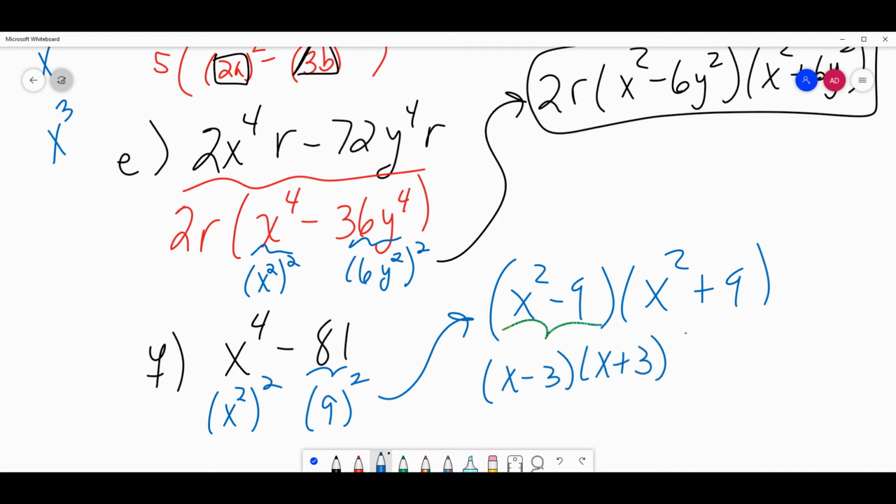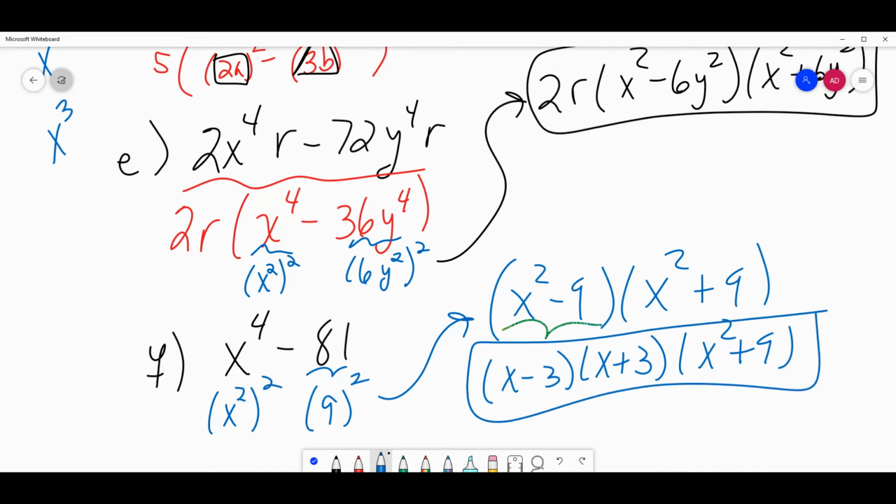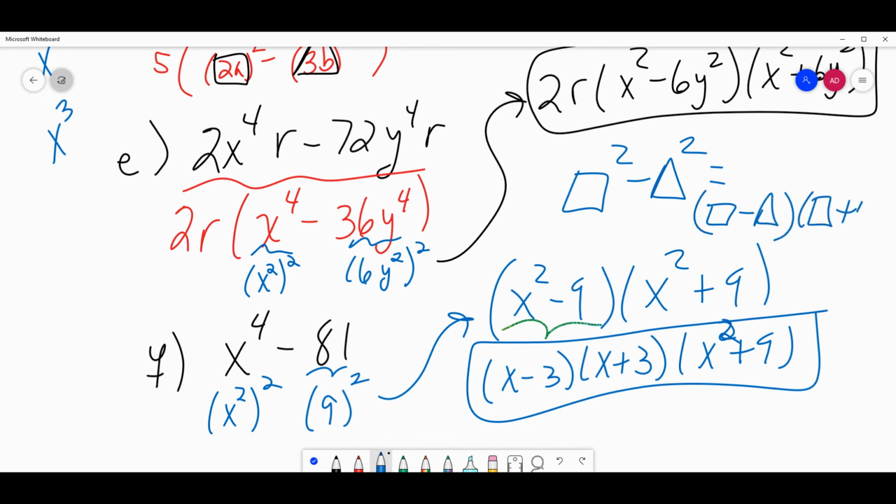But please, please, please, do not try to factor the sum of two squares. It does not factor in our real number system. All right, so that's it. That's all it is to do a difference of two squares. Just remember, the pattern goes box squared minus triangle squared. Yeah, box minus triangle and box plus triangle.